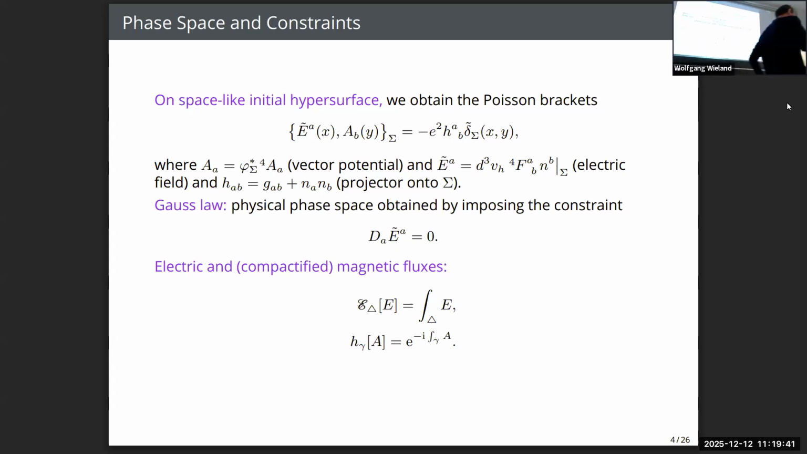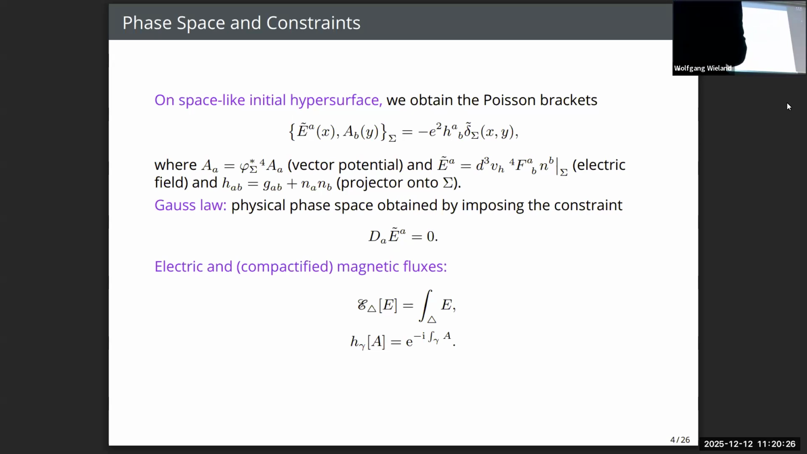Now we want to quantize this phase space, but not using standard covariant methods, rather lattice methods, like in loop quantum gravity. So what we do is we quantize a different algebra, an algebra of smeared variables. We smear the electric field over two-dimensional surfaces, and the vector potential we smear over one-dimensional paths, obtaining the holonomy. If this is a closed path, this is just the exponential of the magnetic flux, and this is just the electric fluxes.